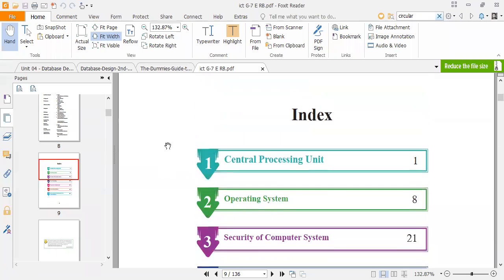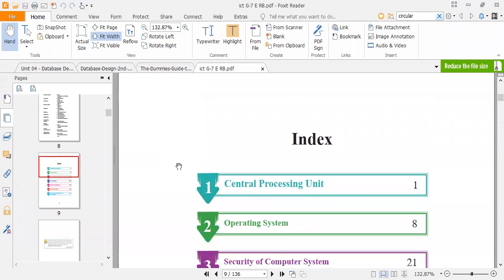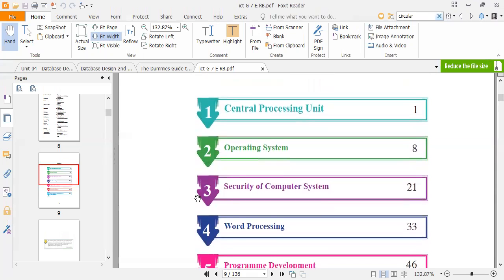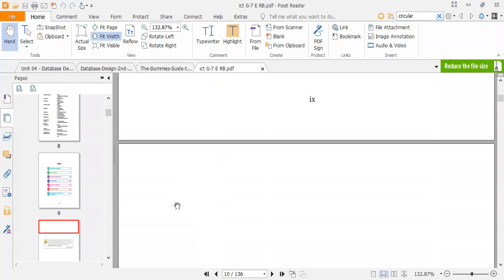The information and communication is very important since all over the world we have been using and we have been addicted to use information technology in each and every activity in our daily life. So here you can see the central processing unit. That is the first unit.